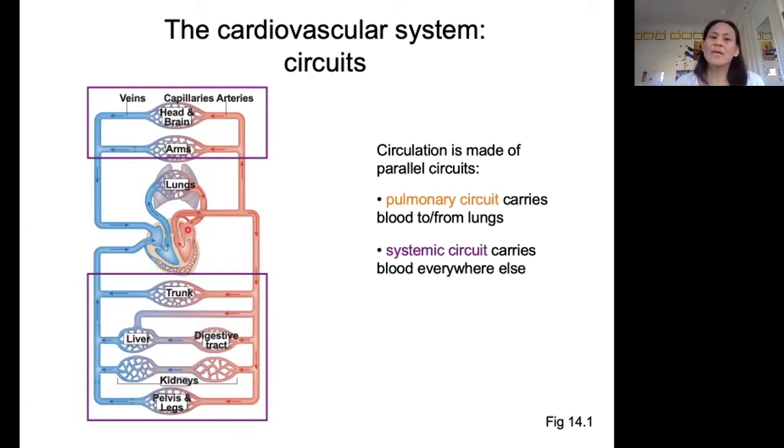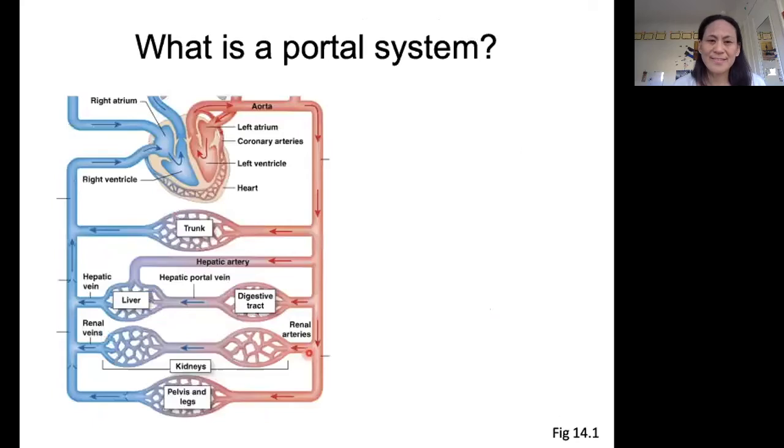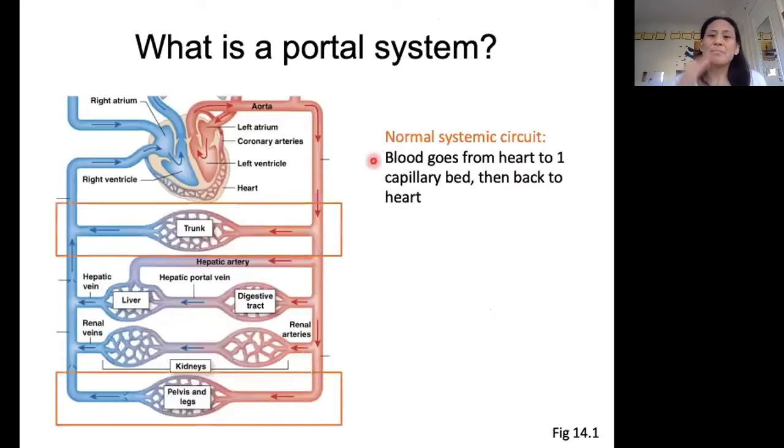Okay. In addition to these standard systemic circuits, we have what are called portal systems. And I think I'm going to address this in this slide here. So what is a portal system? In most systemic circuits, we have blood going from the heart to one destination, right? One capillary bed at that destination, and then back to the heart. So that's what we have happening here with the trunk. That's what we have happening here with the pelvis and the legs.